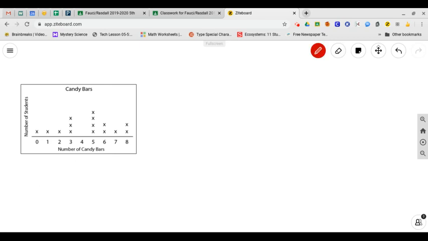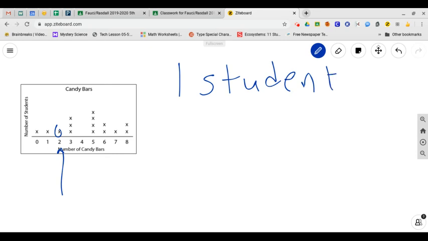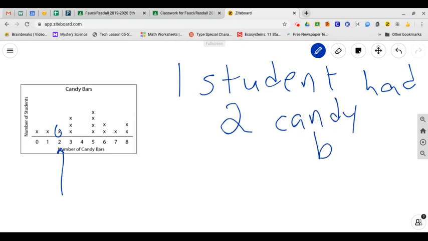If I wanted to know how many students had 2 candy bars, I would look here at the 2. And since I see one X above the 2, that means that one student had 2 candy bars. If I wanted to know how many students had 5 candy bars, I would go to 5 candy bars and I would see that, wow, 1, 2, 3, 4 students. 4 students had 5 candy bars.